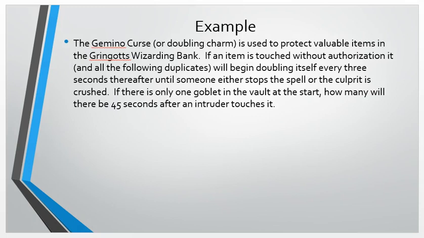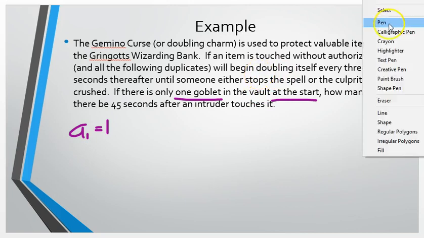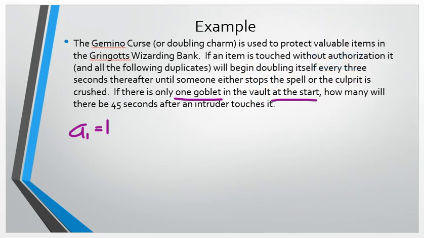So here's an example, and I'm going to highlight some of the most important terms here. First, it says there is 1 goblet in the vault at the start. So that's the information I'm looking at to recognize that a sub 1 is equal to 1. Some other important values here are the fact that it's doubling. The fact that it's doubling is going to indicate 2 pieces of information to me. So doubling indicates that it's a geometric sequence and that r equals 2.